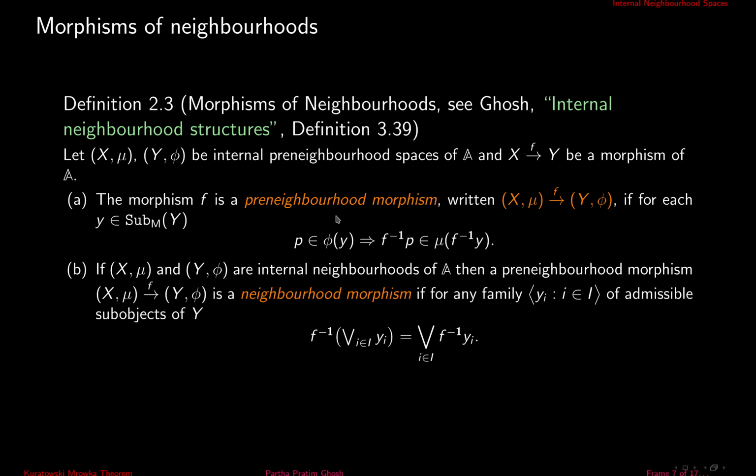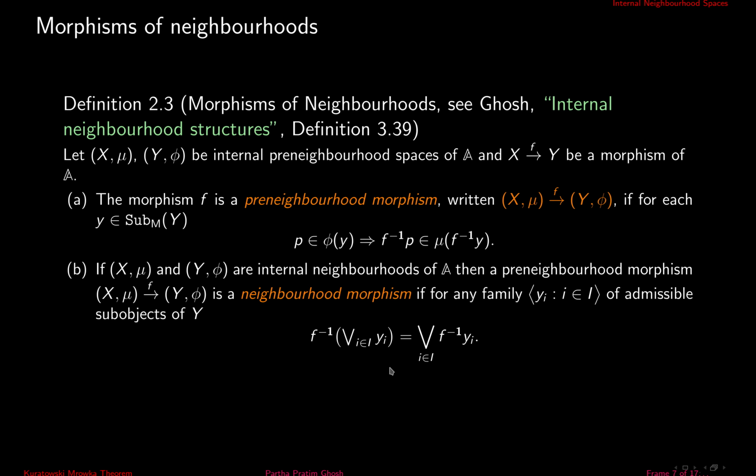That is done as usual, given pre-neighborhood systems mu and phi on X and Y. A morphism f from X to Y is a pre-neighborhood morphism if for every pre-neighborhood of a subobject of the codomain, the pre-image of the pre-neighborhood under that f is a pre-neighborhood of the pre-image. So this is just as we do in topological spaces. For neighborhoods, we have to be a little more careful. We have to restrict ourselves to morphisms which preserve arbitrary joins.